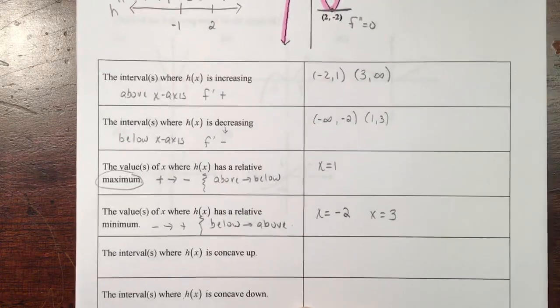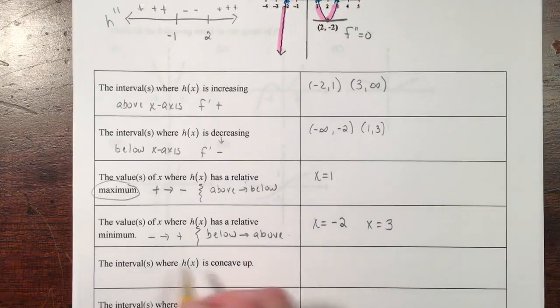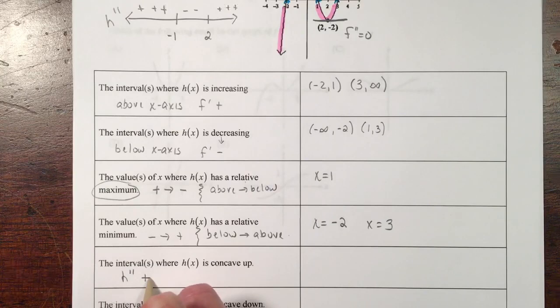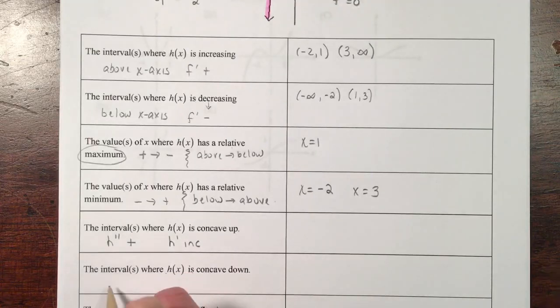Intervals where h of x is concave up, remember, that's going to be where h double prime is positive or where h prime is increasing. Intervals where h of x is concave down, h double prime is negative, or h prime is decreasing.